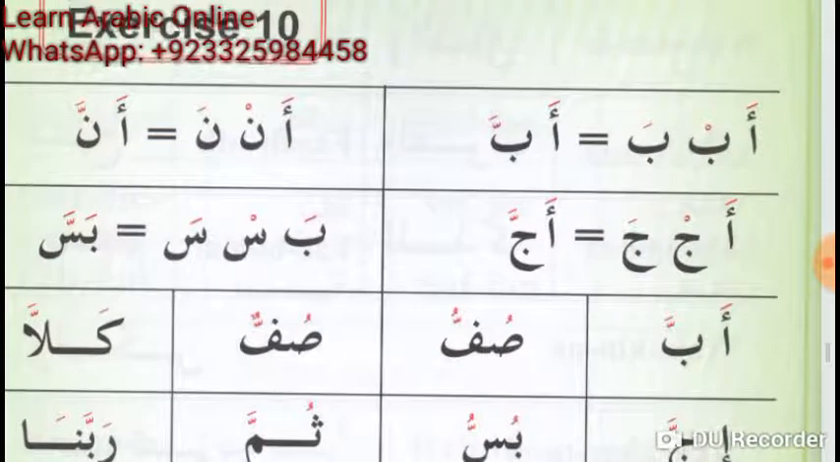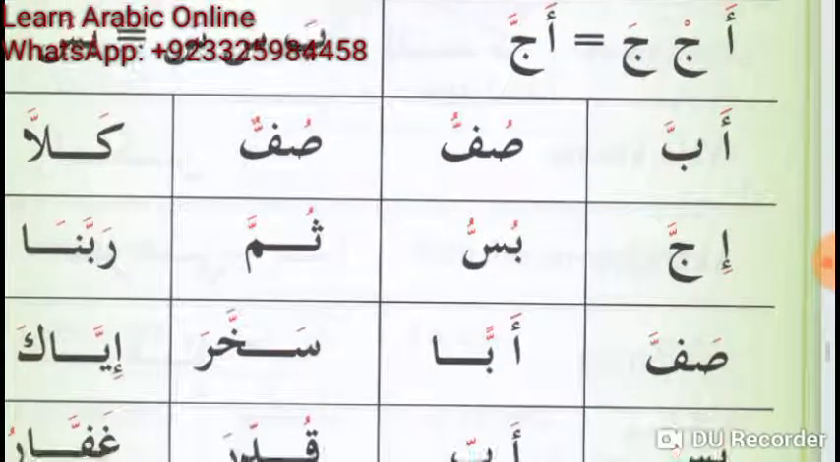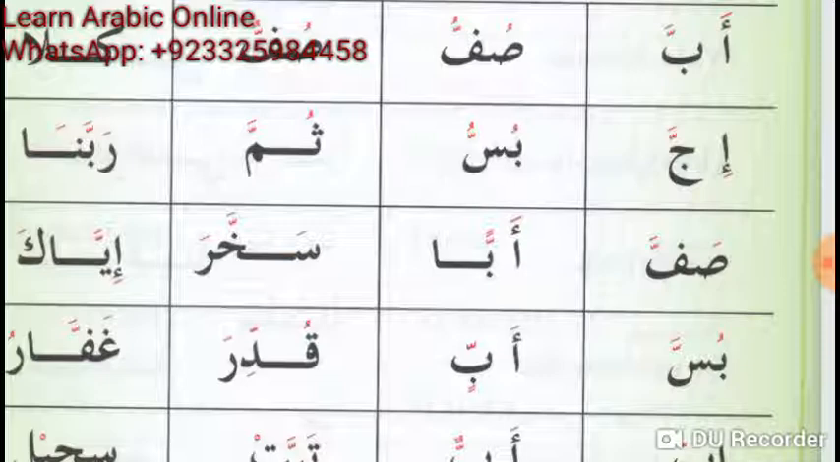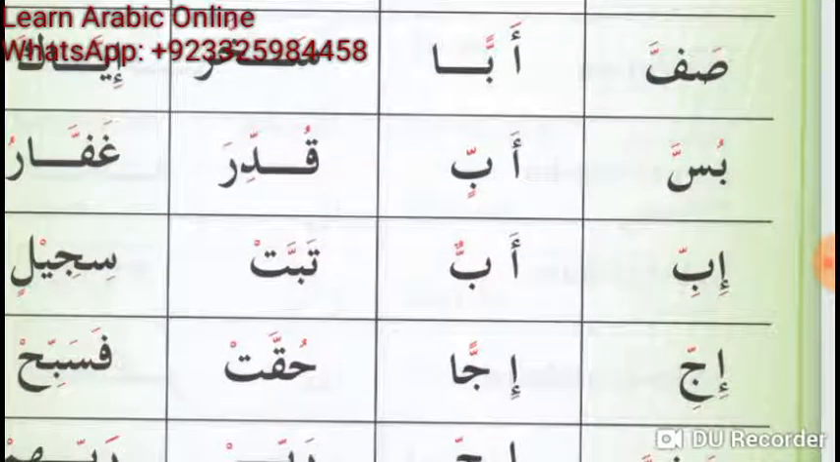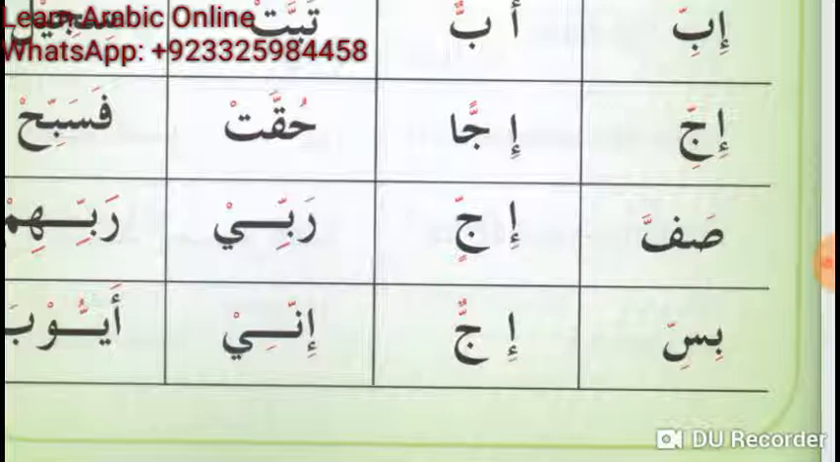Start this page from the top again. At the top it's Abba equals Abba. Good. Ajja equals Ajja. Good. Then Abba. Good. And then Ijja. Okay, Ijja. And then Safa. Busa. That's Safa. Okay.